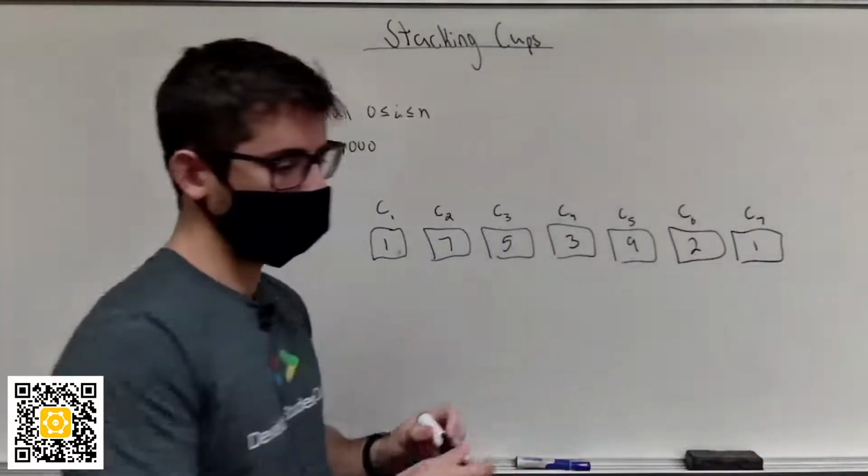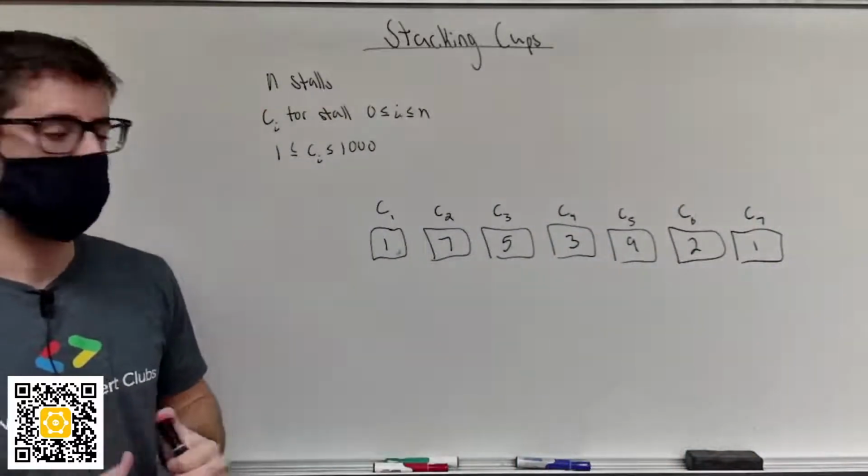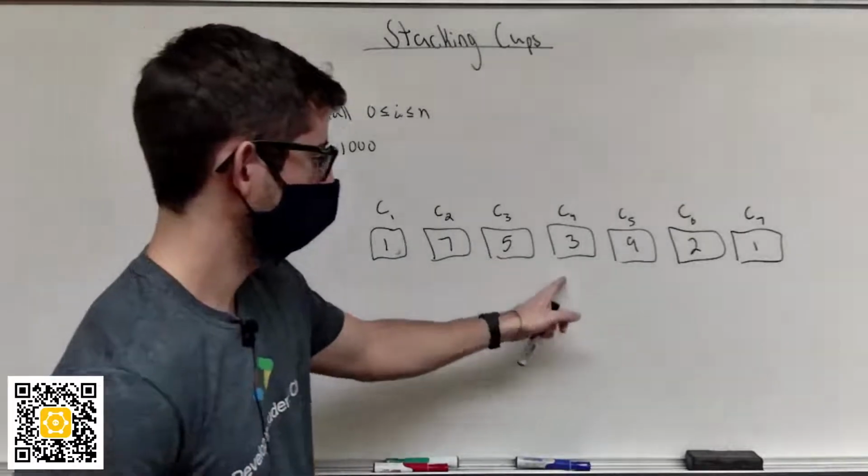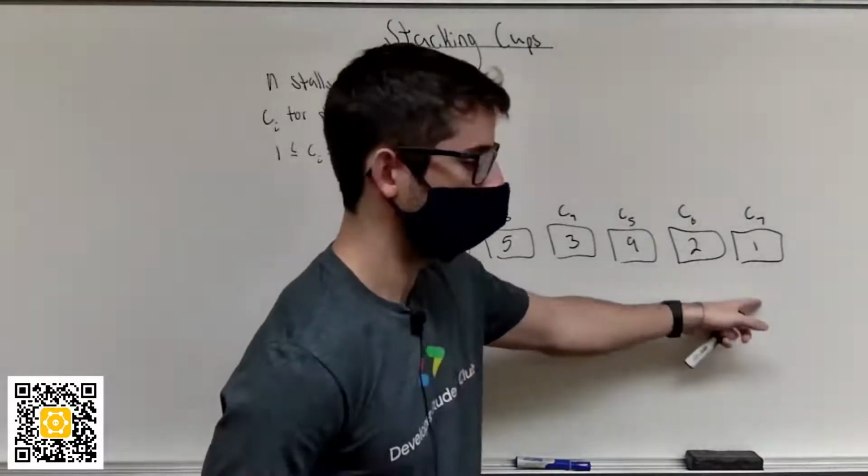What's the answer for this? It'd be 5. Why? You start at 7, and then you skip over 9, and end at 1. Yeah, 7, 5, 3, 2, 2, and 1.